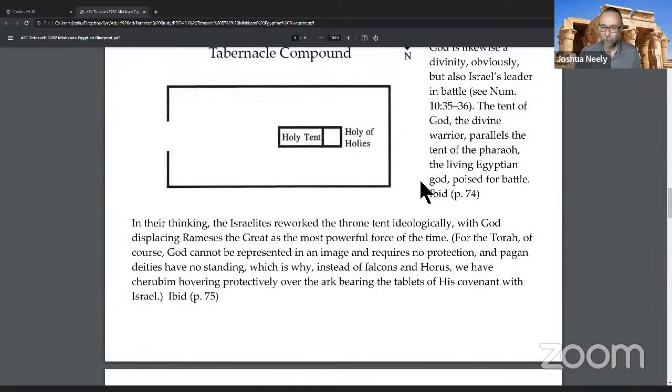Now, with all of that in mind, he goes on to tell us, in their thinking, the Israelites reworked the throne tent ideology, with God displacing Ramses the Great as the most powerful force of the time. For the Torah, of course, cannot be represented in image and requires no protection, and pagan deities have no standing, which is why, instead of falcons and Horus, we have cherubim hovering protectively over the ark, bearing the tablets of his covenant with Israel.